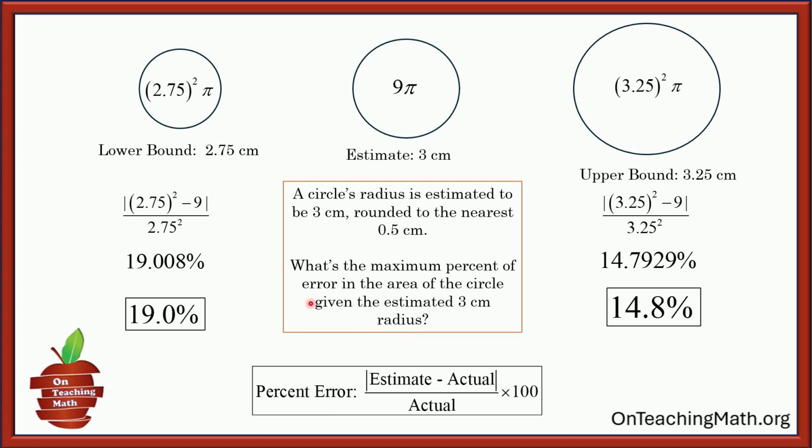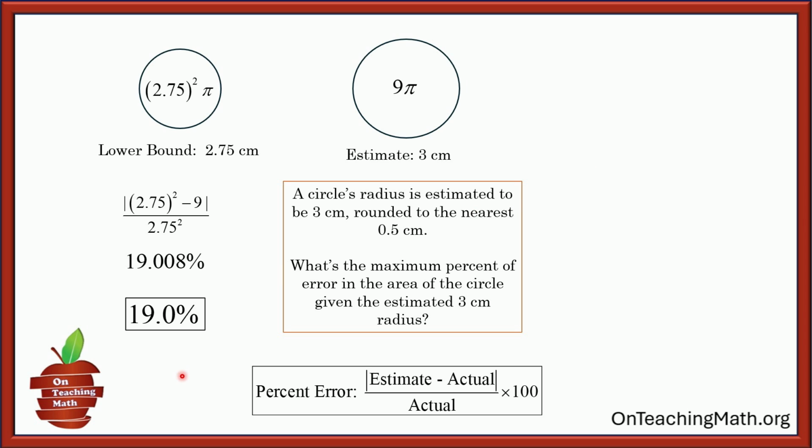And our original question is, what is the maximum, right? So the maximum percentage of error would actually be on the lower bound, which is surprising to me. I would have guessed, if I had to, that it would be the upper bound, but it's actually the lower bound. So our answer is 19%.